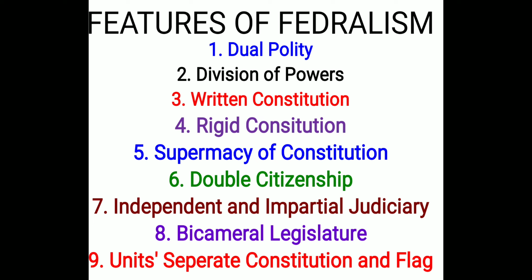All the functionaries, all the office bearers, all the office holders will have to function within the parameters set by the constitution. No one can violate the constitution. So in a federal form of government, the constitution is supreme. Another feature is double citizenship. In a federal form of government like America, there is double citizenship.